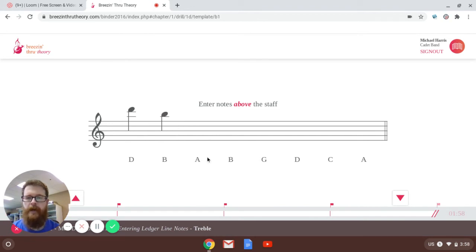We can do that same pattern to figure out an A above the staff. If our top line is F, the top space would be G, and A would be on the first line.